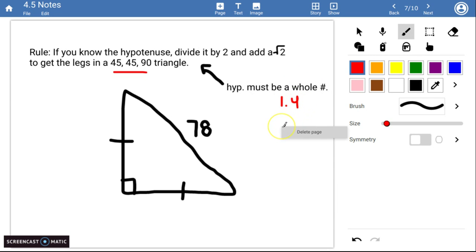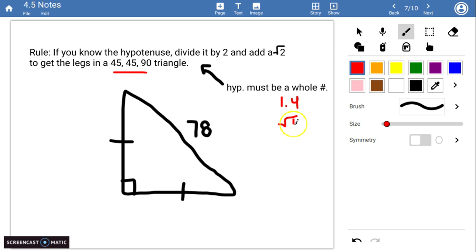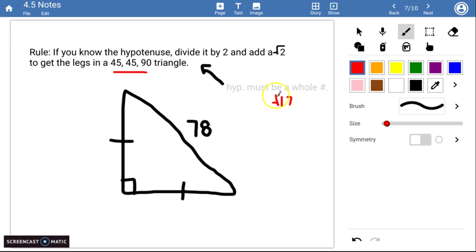But it just can't be something like this. It can't be like square root of 1 or something. Well, it could, because that's something you know, but something like square root of 17, it couldn't be that, because you don't know that. Well, here's what I mean by that.